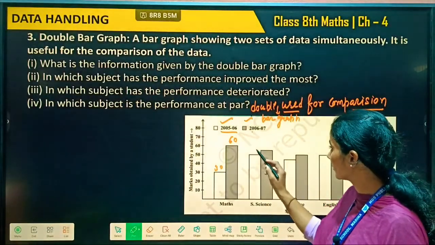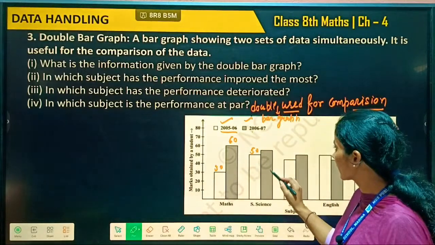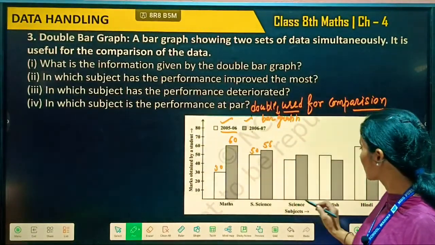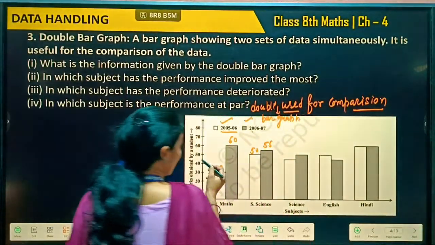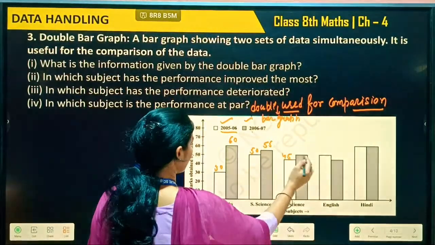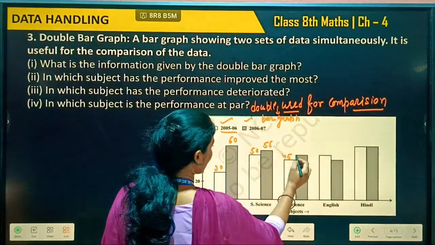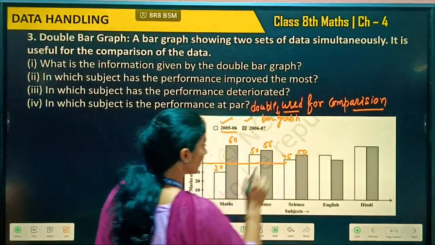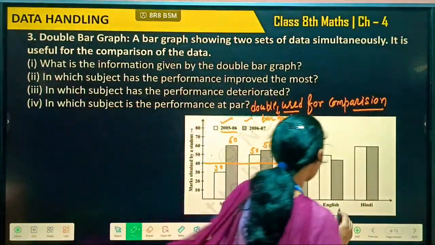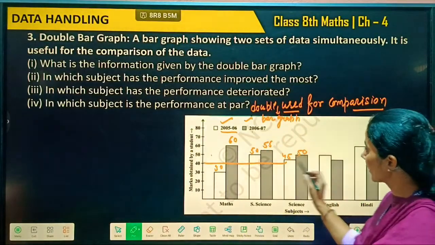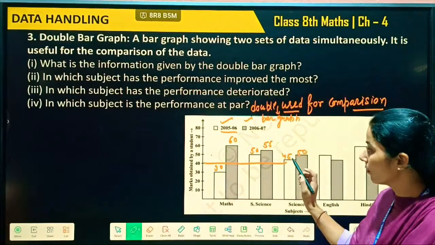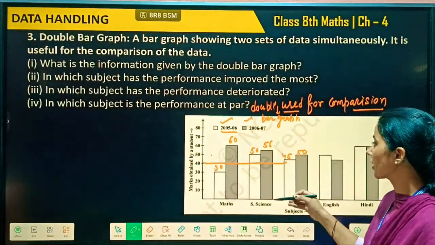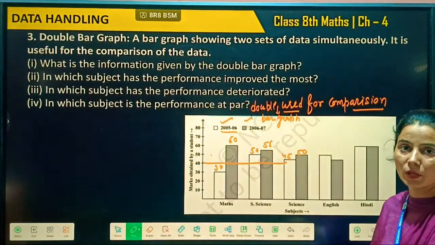In 2005-6 he scored 50, and in 2006-7 he scored 55. In science he scored 45, and then it is near about 50. Okay, on your graph paper you will get the exact marks. This is just a rough idea I can give you, not exact. Maybe this is 47 or 48, or it is more or less than 50.